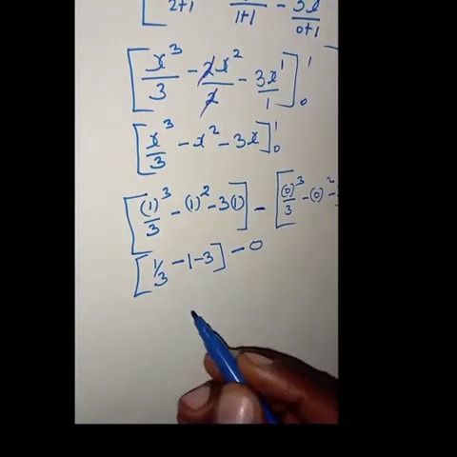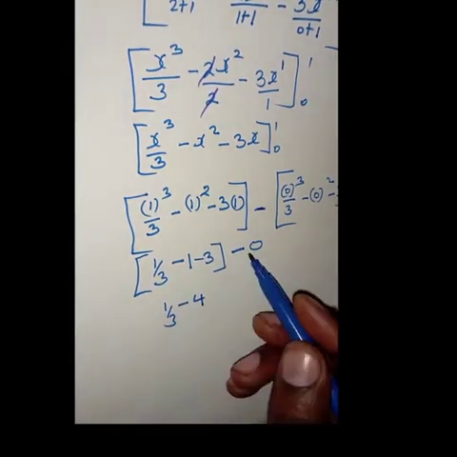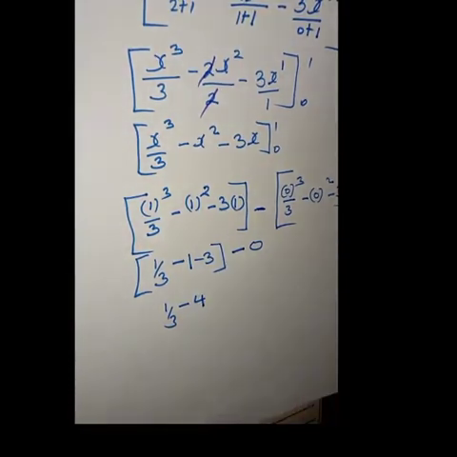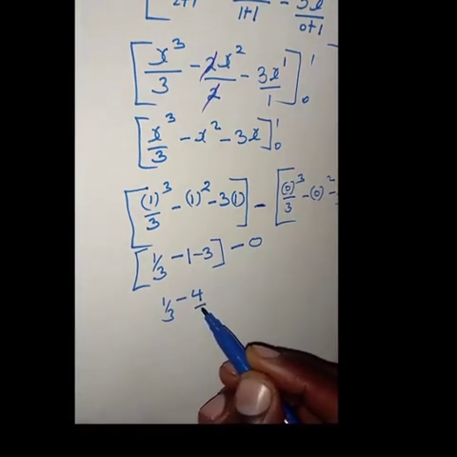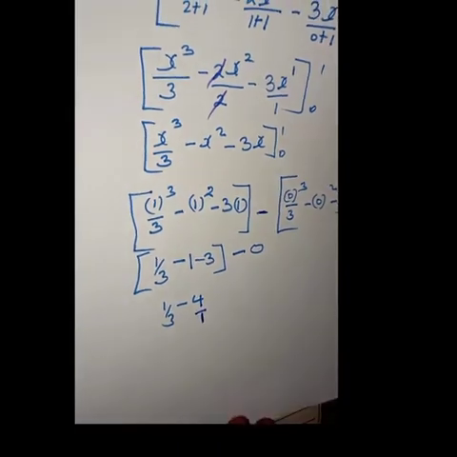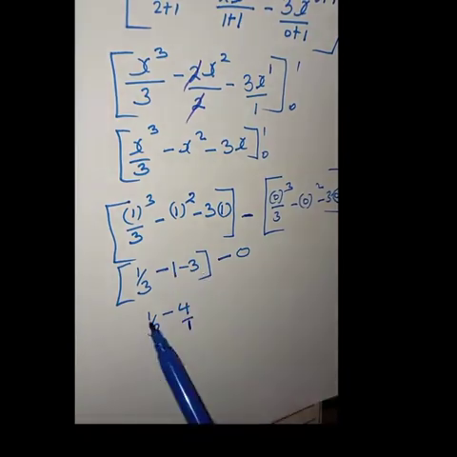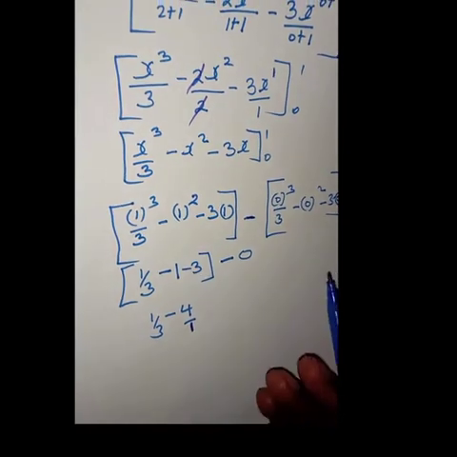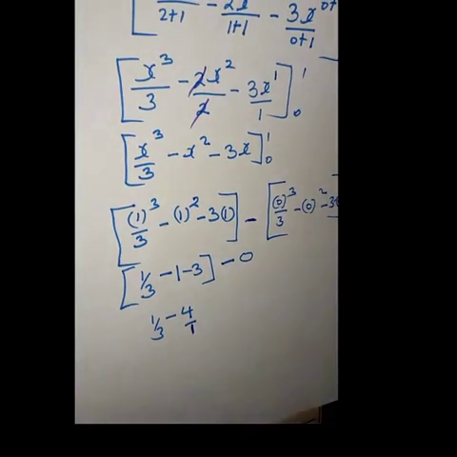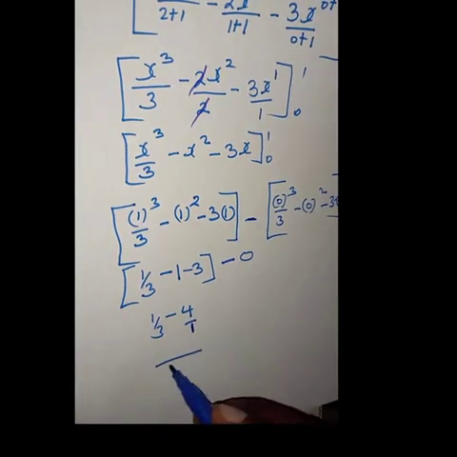Now, we have this one. This one is 1 over 3, this is negative 4. Minus 0 is nothing, so don't write it down. Now we also make it a fraction: 1 over 3 minus 4. If you want, you can just punch it on your calculator, 1 over 3, the answer, minus 1 minus 3. You still get the same. In Paper 2, you are allowed to use the calculator. So here you look for the common denominator, which is 3.